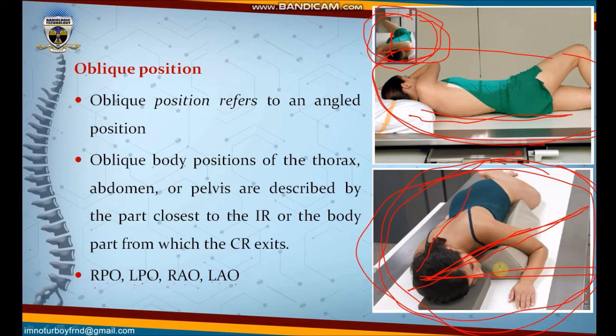The right side of your body is placed in contact with your bed. The left side is placed farther from the IR. Okay? So your right side is placed in contact with the bed or the table or the IR. That means that is your position: the right side, posterior, and then you are oblique. So, that is right posterior oblique.